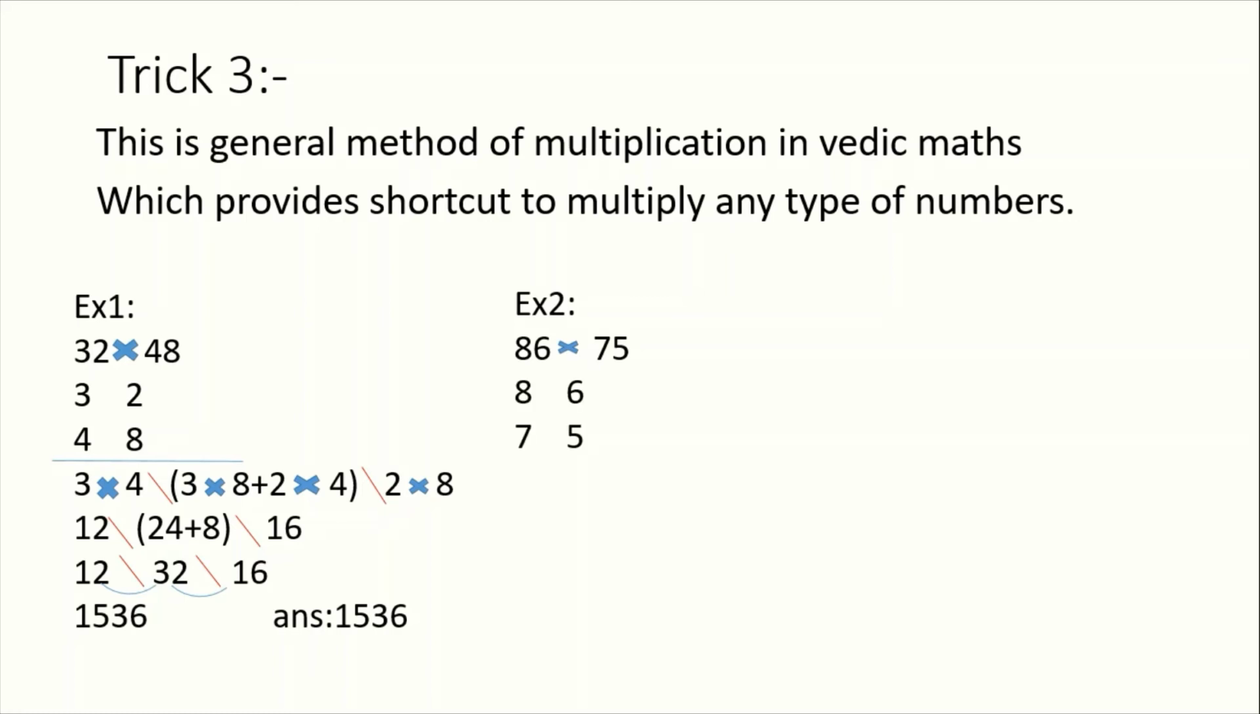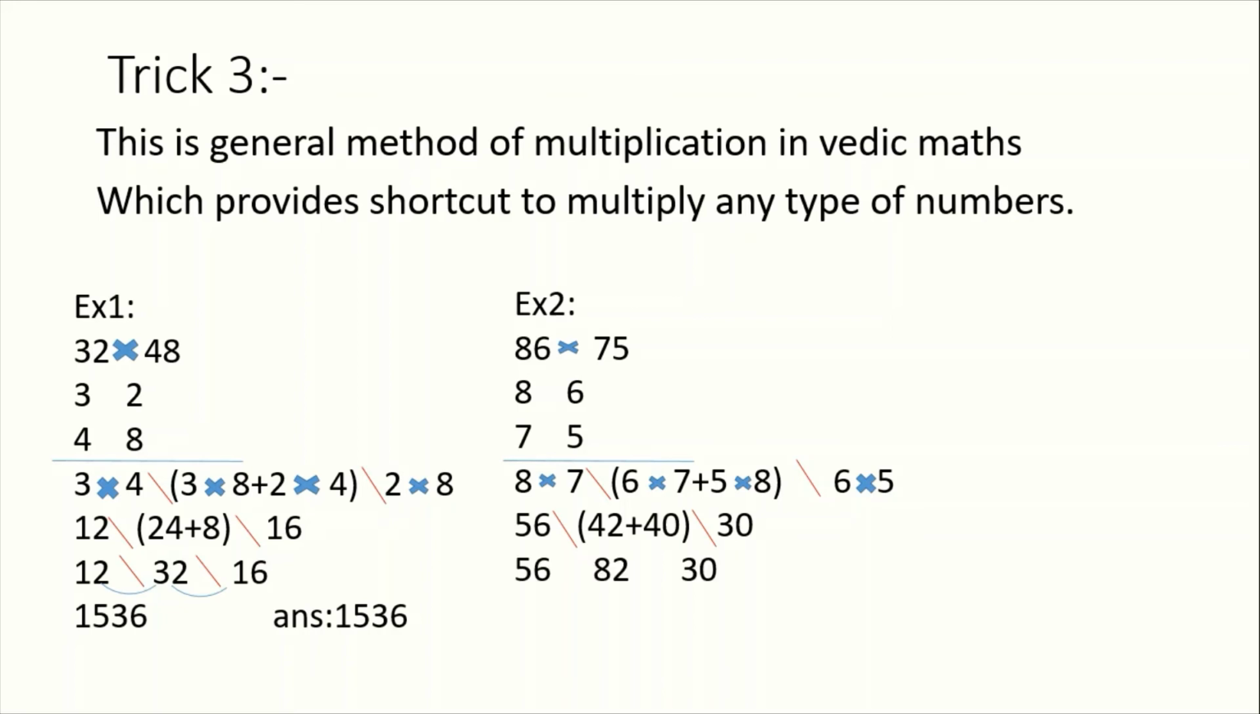What do we have to do? We have to multiply the numbers in the tens place for the first one. For the second compartment, we have to add the numbers in the units place and tens place, that is added to the numbers multiplied in the tens place and units place. For the last compartment, we multiply the numbers in the units place. What numbers are you getting? 56, 42 plus 40 in the second compartment. For the final one, you are getting 30.